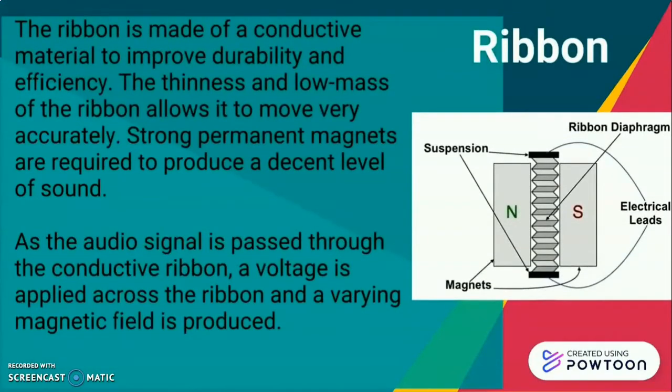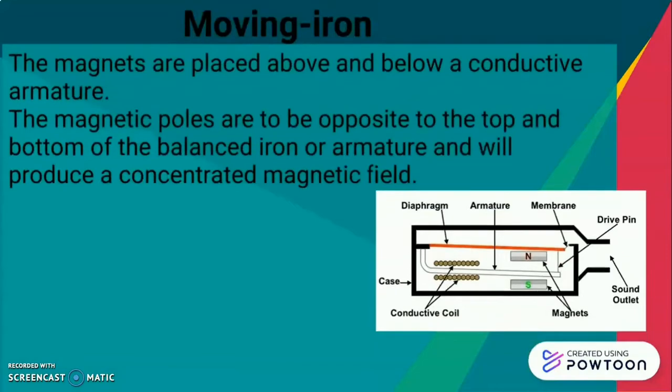The ribbon is made of conductive material to improve durability and efficiency. The thinness and lower mass of the ribbon allow it to move very accurately. Strong permanent magnets are required to produce a decent level of sound. As the audio signal is passed through the conductive ribbon, a voltage is applied across the ribbon and a varying magnetic field is produced.